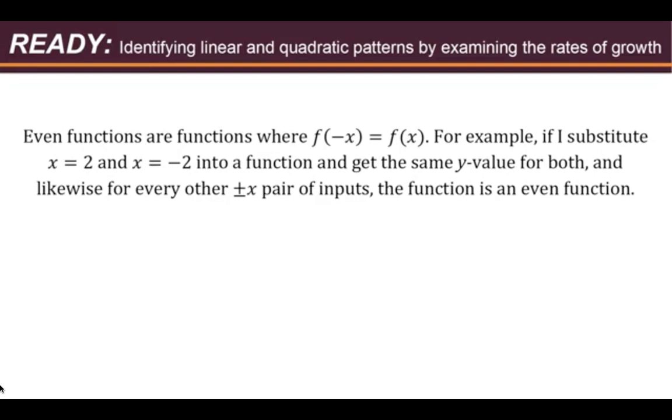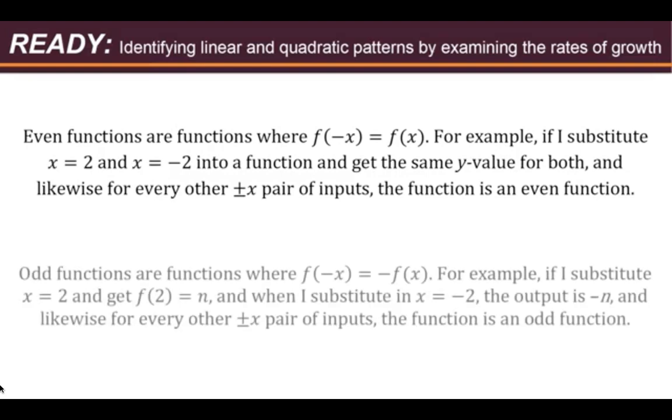For example, if I substitute x equals 2 and x equals negative 2 into a function and get the same y value for both, and likewise for every other positive and negative x pair of inputs, the function is an even function. Odd functions are functions where f of negative x equals negative f of x.